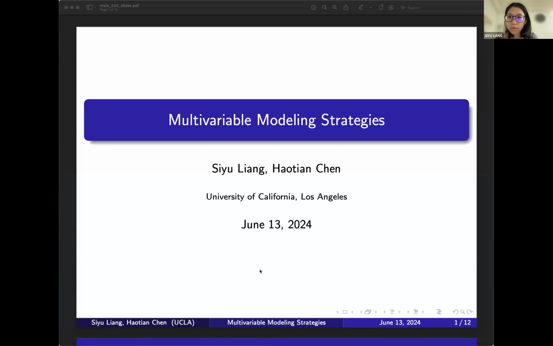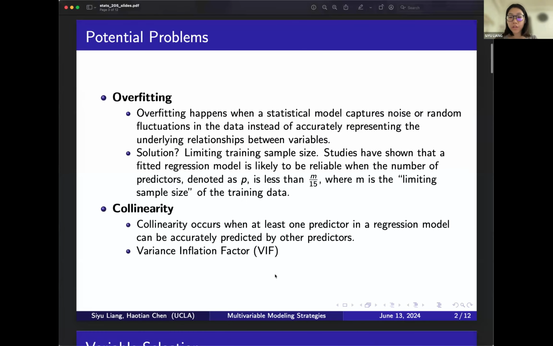Okay, hello everyone. So today our presentation is about multivariable modeling strategies. In this presentation, we will first introduce potential problems and how to solve them, and then we will introduce some modeling strategies. First, there are two potential problems when it comes to multivariable modeling. First is overfitting. It happens when a statistical model captures the random fluctuations instead of the actual underlying relationships between the variables. And how can we solve this?